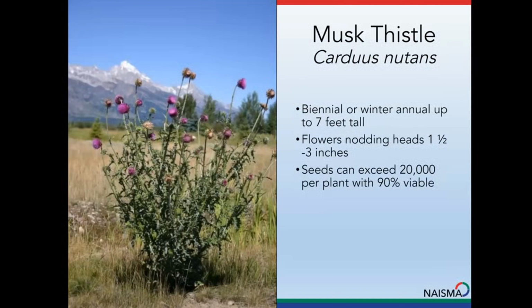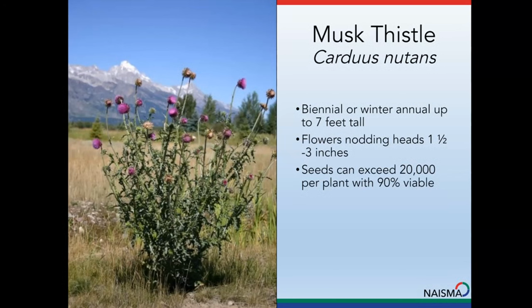Next, we move to musk thistle. Musk thistle is a biennial or winter annual thistle. It can be up to 7 feet tall. I've seen them taller than that if the conditions are right. The flowers are borne on nodding stalks. So some people call this nodding thistle, because they actually tip over because of the weight of the flower.